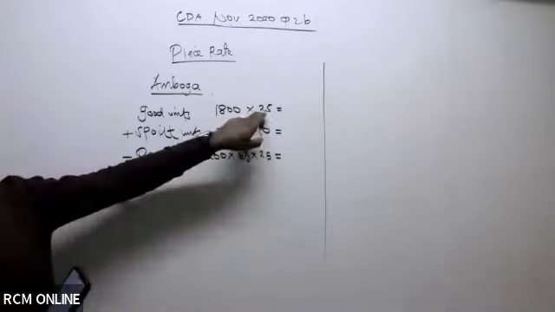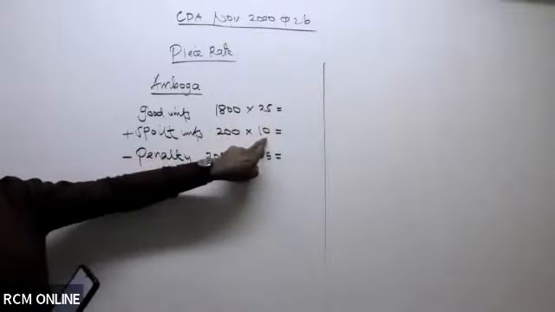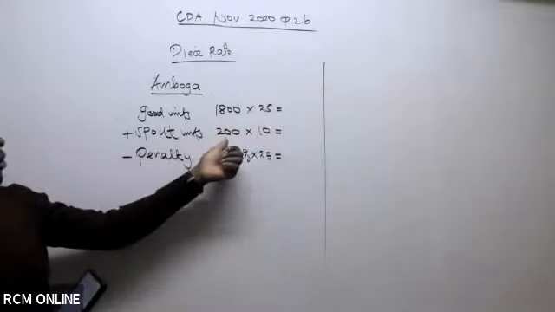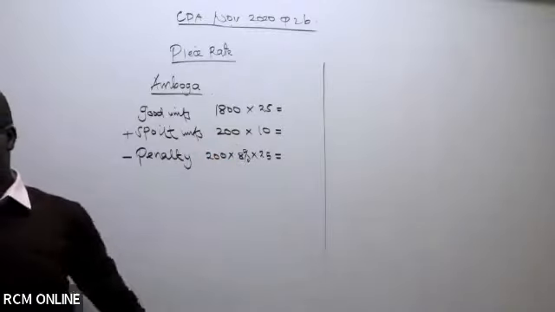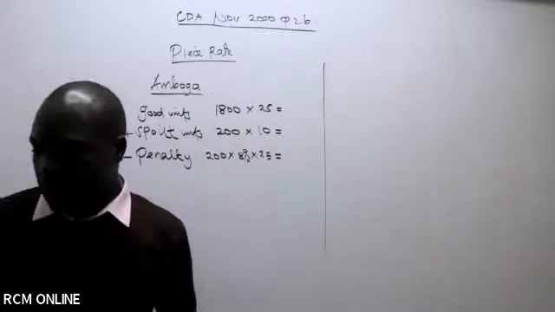So it will not be the same rate as the good units. They reduce the rate, and then they must also penalize you. The spoiled goods will attract a penalty. Is it clear now?